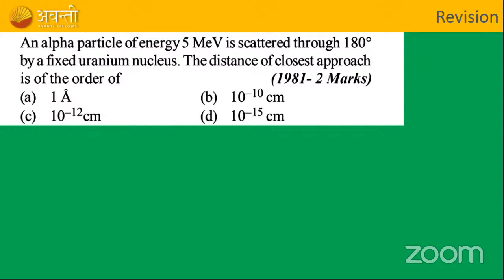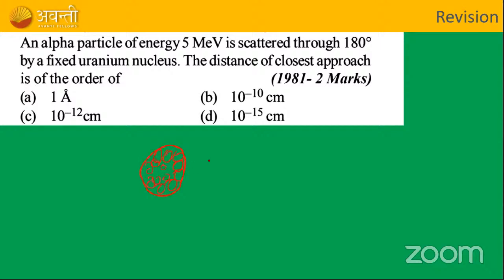An alpha particle of energy 5 mega electron volt. It is kinetic energy, it's moving very fast. It is having 5 mega electron volt of energy, and it is scattered through 180 degrees by a fixed uranium nucleus. So let me tell you what's happening. Let us draw a big uranium nucleus.